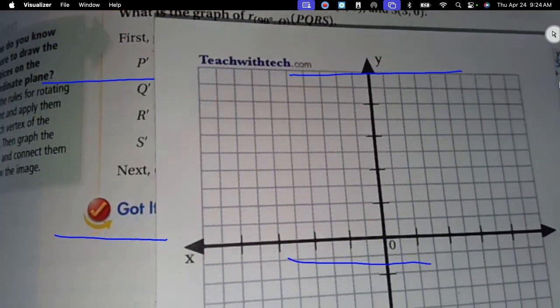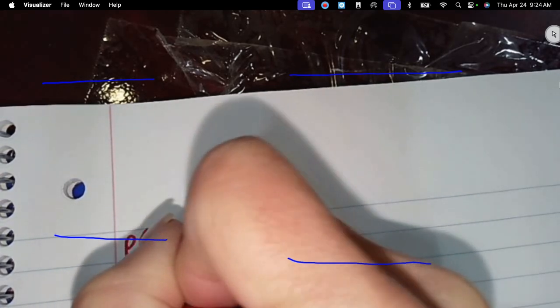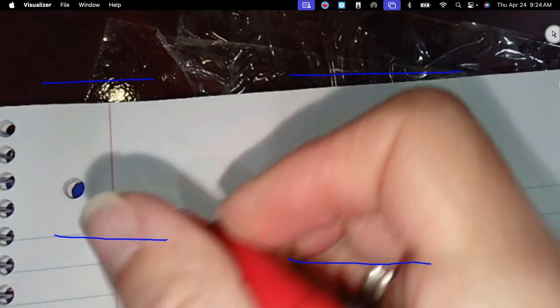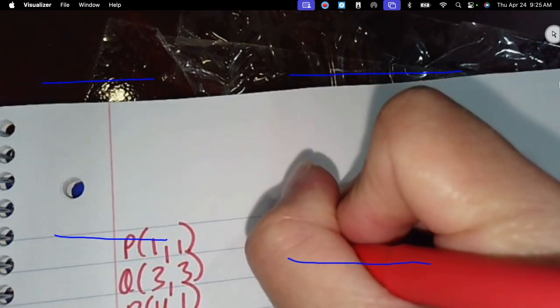Let's look at this problem right here. Actually, what I'm going to do is I'm going to write down my 4 ordered pairs. I have more room on this paper. I have 4 points. They are 1, 1, 3, 3, 4, 1, and S is 3, 0. And then this is all they tell me, and I have to know what in the world this means.